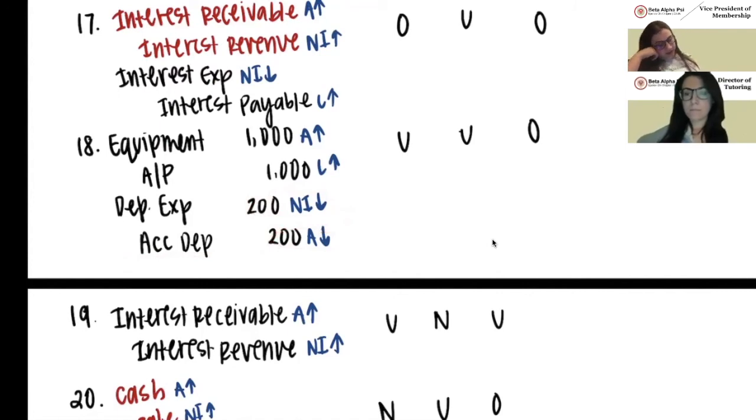So looking at our assets, equipment should have increased our assets by 1,000, but accumulated depreciation would have decreased it by 200. So net should have been increased by 800. So our assets are going to be understated. Now for liabilities, they should have been increased. So liabilities are going to be understated. And the expense was never recorded. Our net income was never lowered. So our net income is going to be overstated.